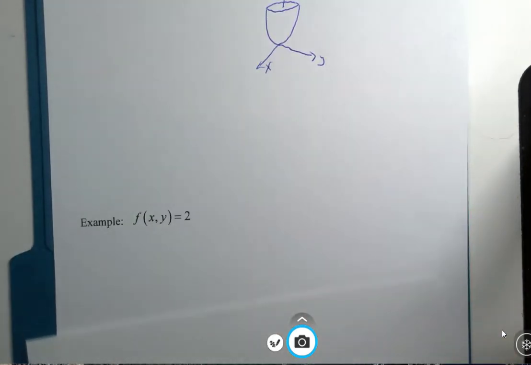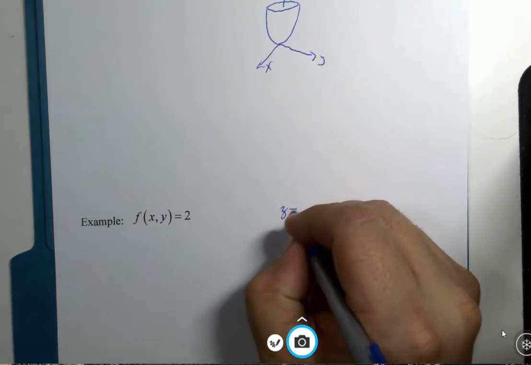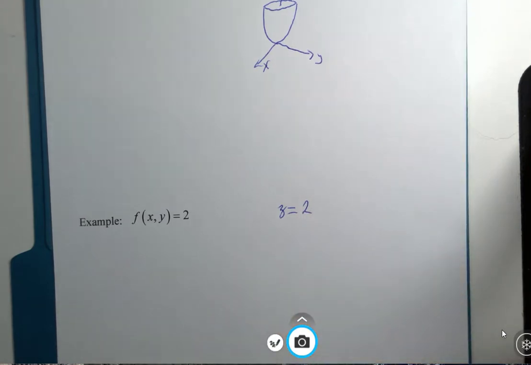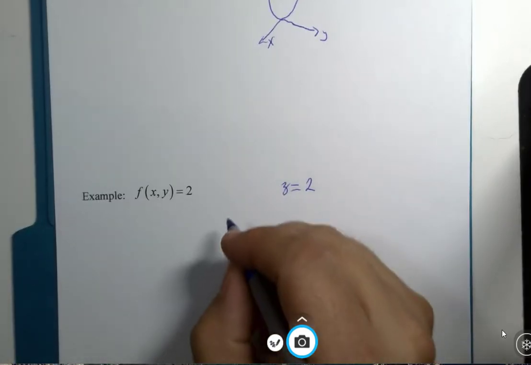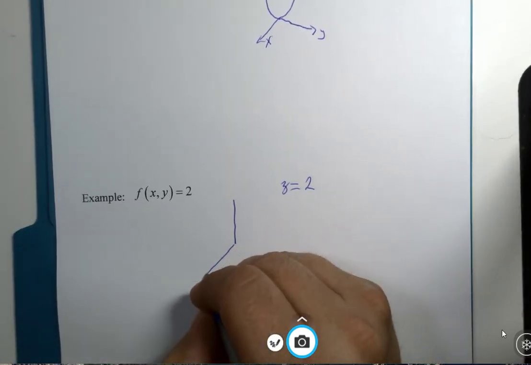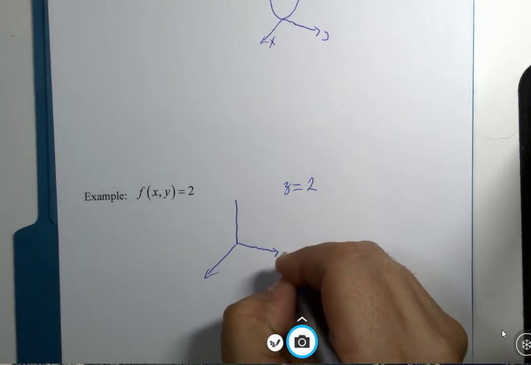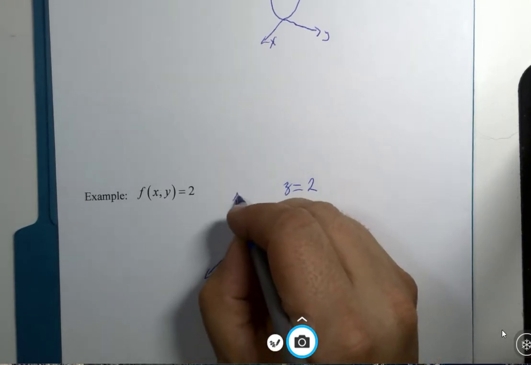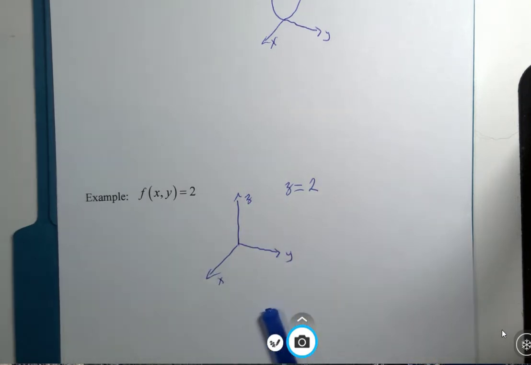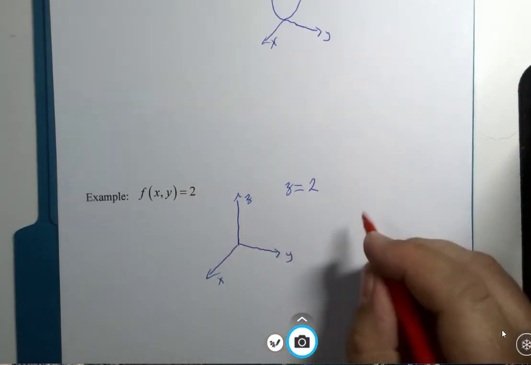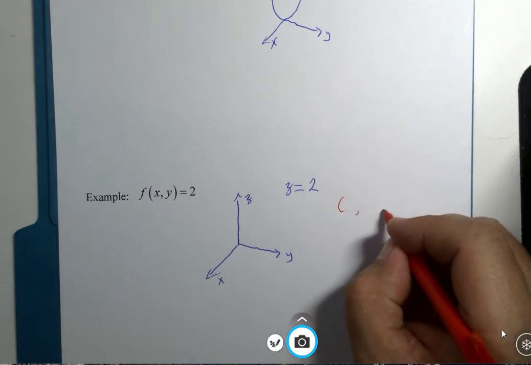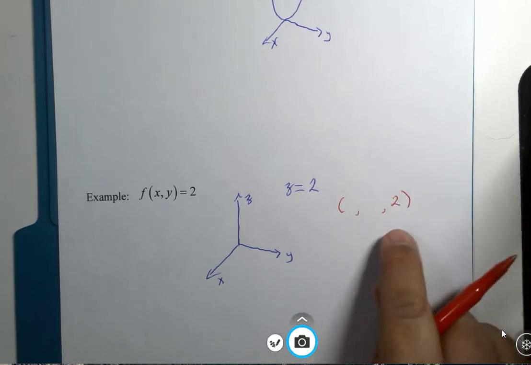So, what if it was this? What if it was simply z equals 2? What is that graph? What does it look like? Here's x, here's y, here's z. Well, what it's saying is that no matter which pairs of numbers you give for x and y, let's write it this way. Z's 2, no matter what.